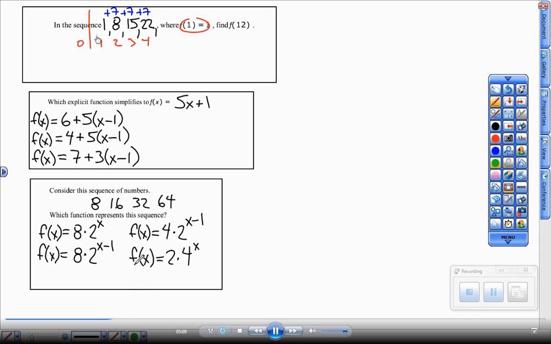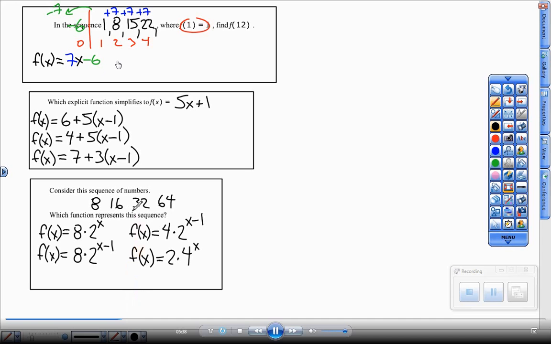Backtracking to the 0, taking this 1 minus 7. 1 minus 7 gives me negative 6. That is my 0 term. 1 is my first term. So the explicit equations I'm going to use to plug in 12. First one is that 7 times x plus the f0 term, minus 6.